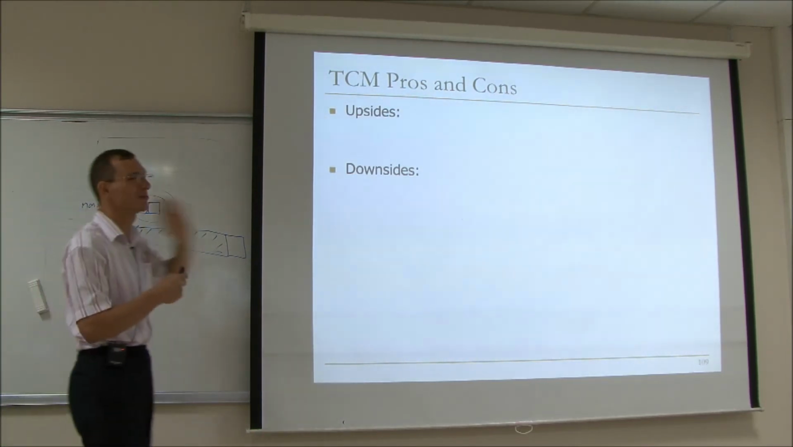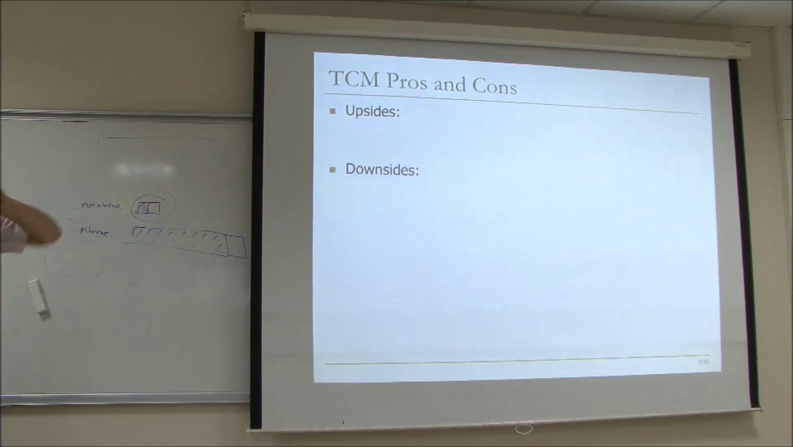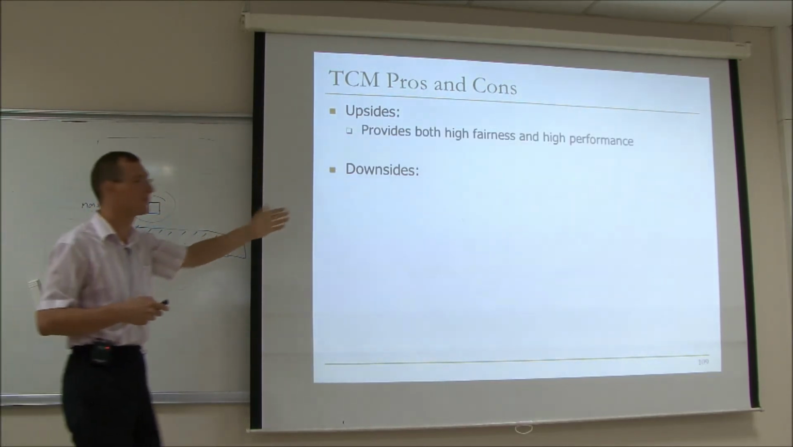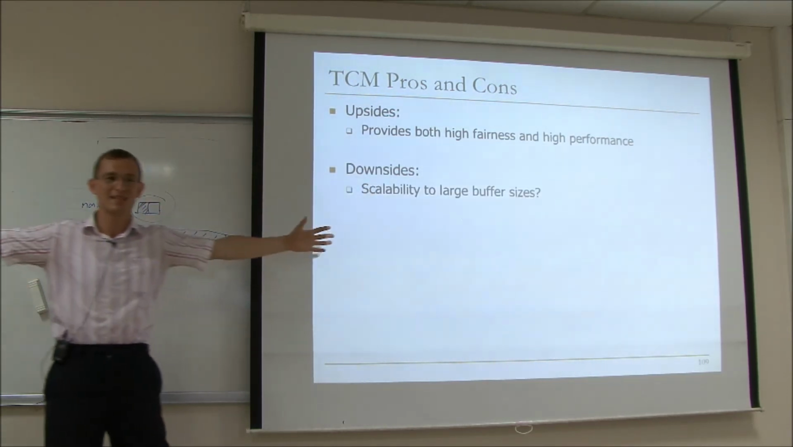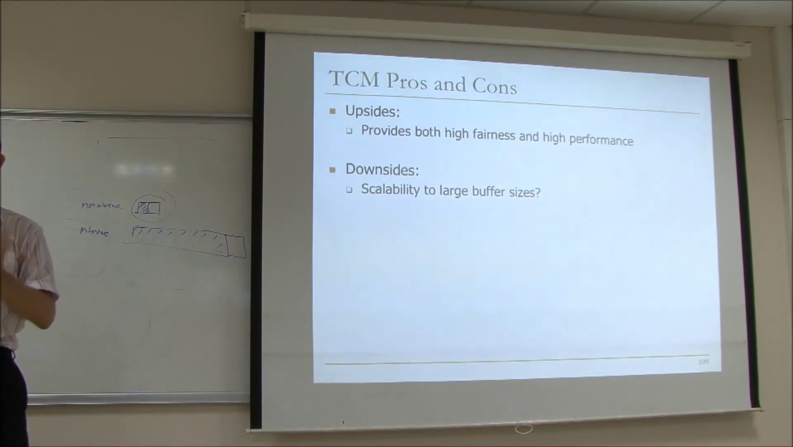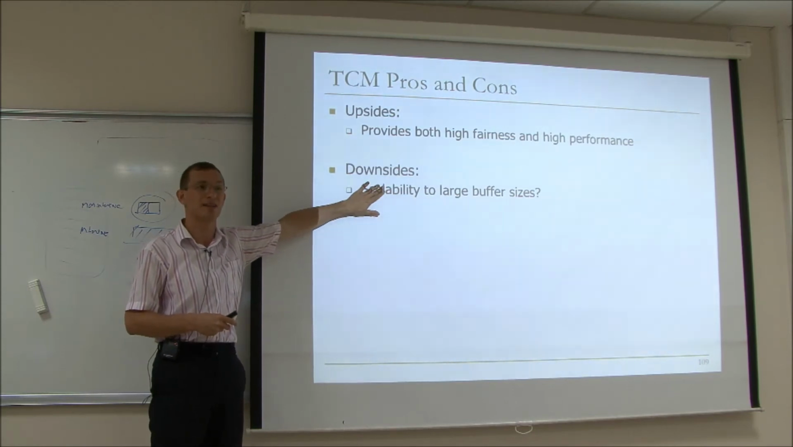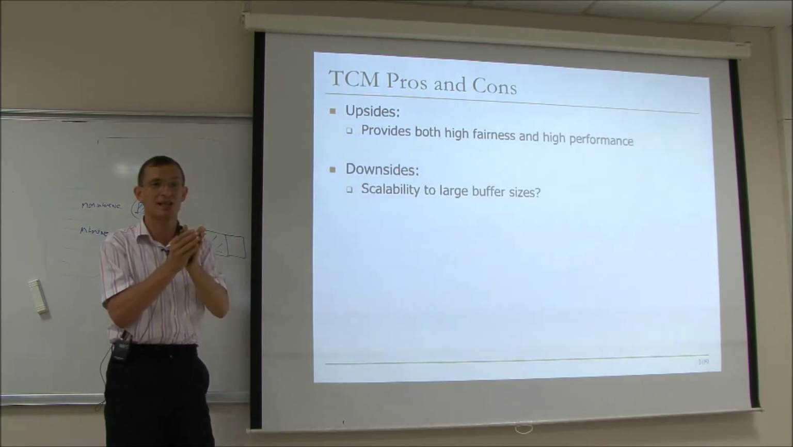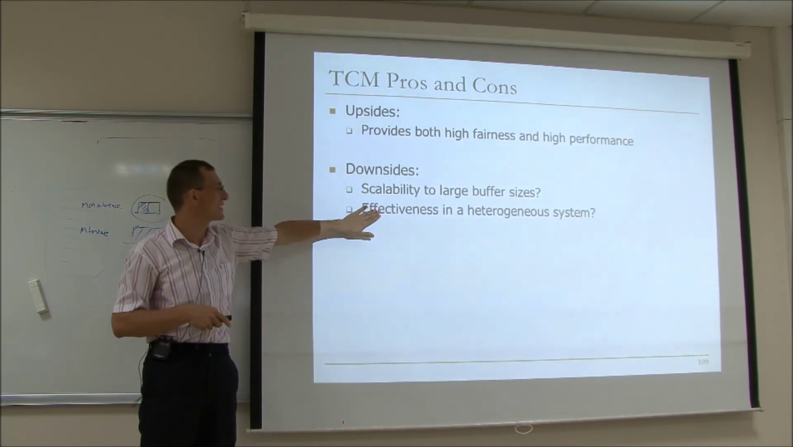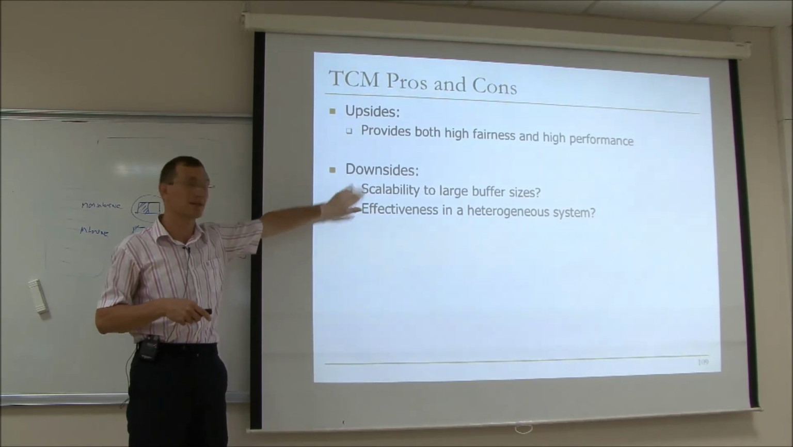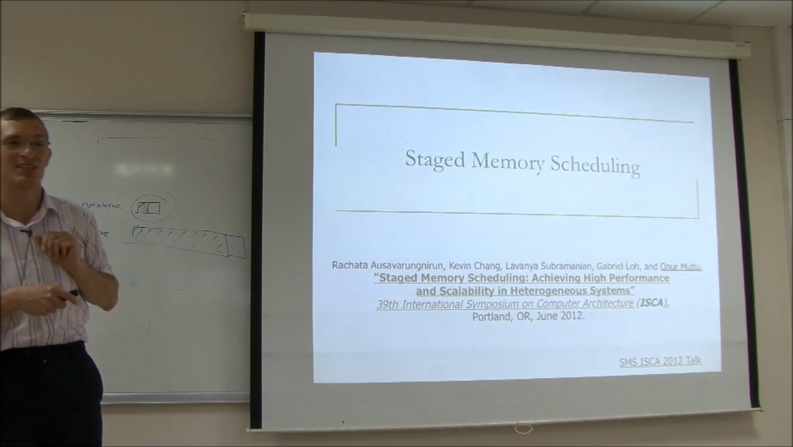There are upsides and downsides to everything in the world, and this also has upsides and downsides. This provides both high fairness and high performance. That's the upside here. The downside is we'll see that this is not very scalable to large buffer sizes. As we put a GPU in the system, this floods the queues, and TCM becomes less effective and non-robust because of the single cluster threshold. It's not as effective in a heterogeneous system. And that motivated us to do the next work, which is called staged memory scheduling. Any questions until this point?